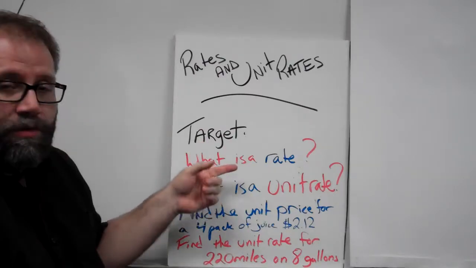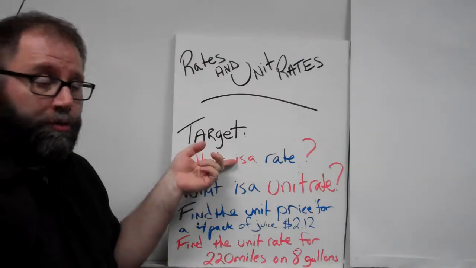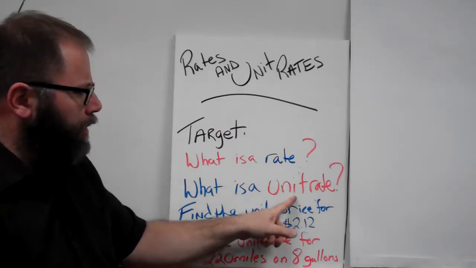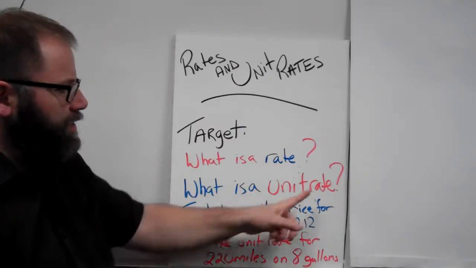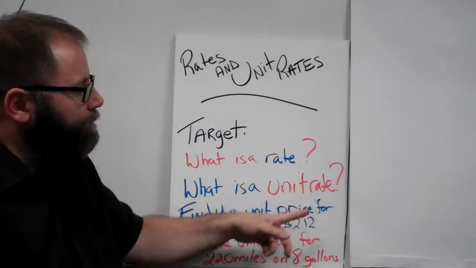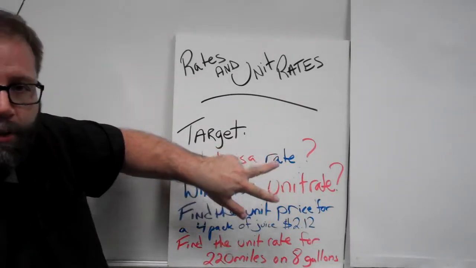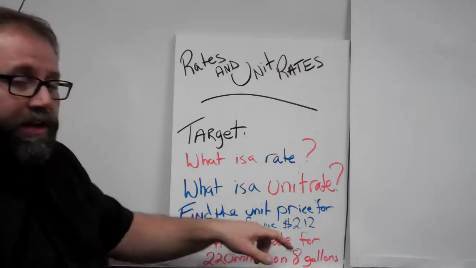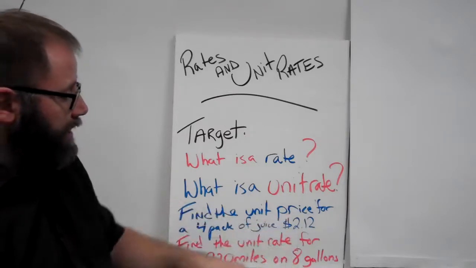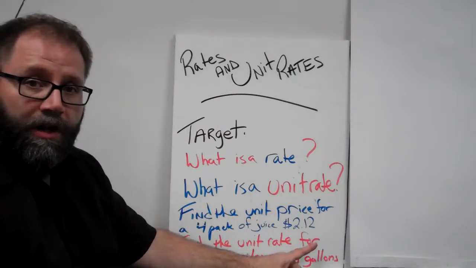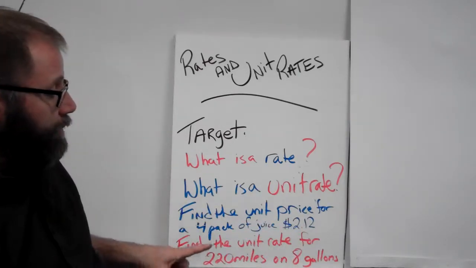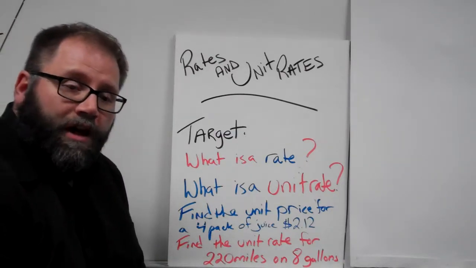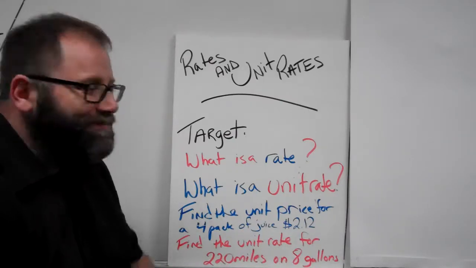Our target today is what is a rate, so you should be able to define it. And then also, what is a unit rate? You should be able to define it. You should also be able to differentiate between the two. What's the difference between a rate and a unit rate? By the end of this, you should be able to find the unit price for a 4-pack of juice, that's $2.12, and find the unit rate for traveling 220 miles on 8 gallons of something.